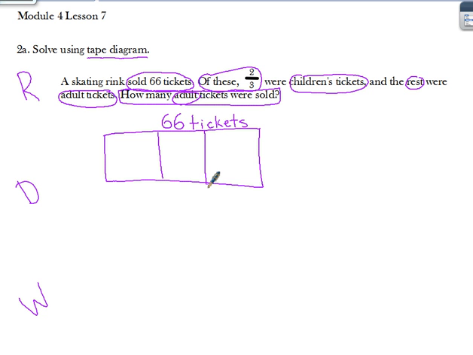The problem also tells me that 2/3 of these sections, or 2 sections, are children's tickets. So I'm going to label them children's tickets. That would leave 1/3 to be adult tickets.